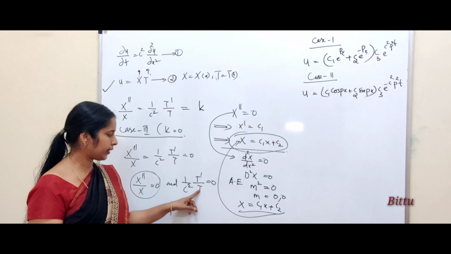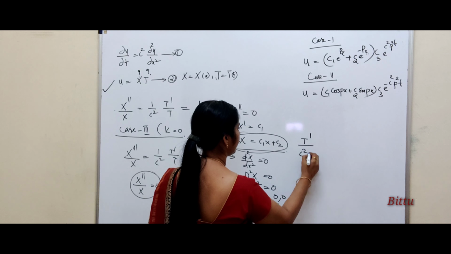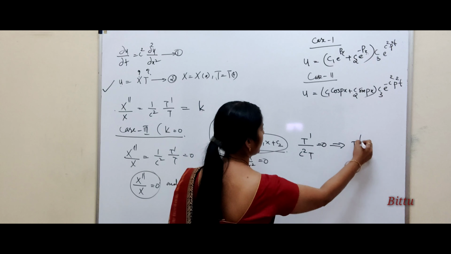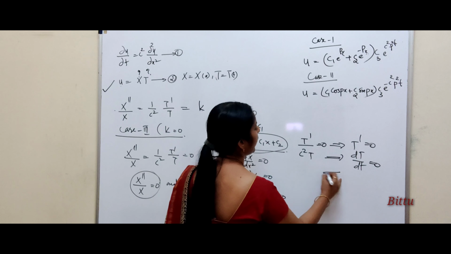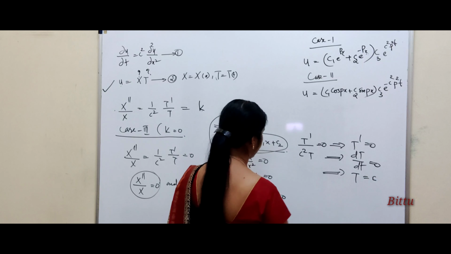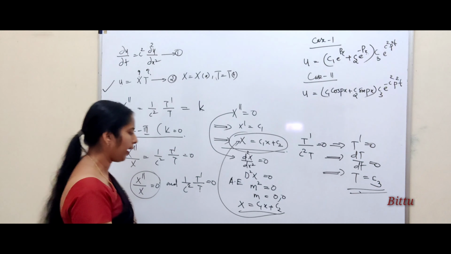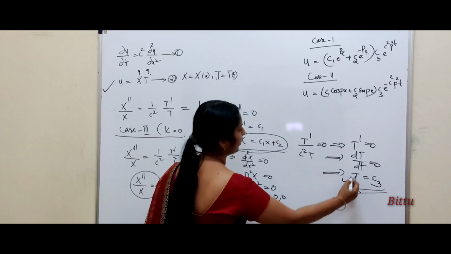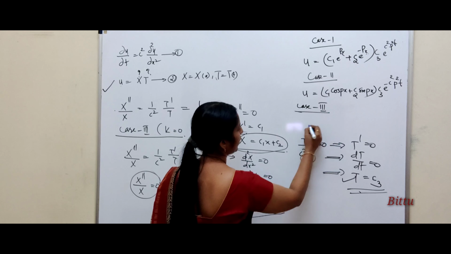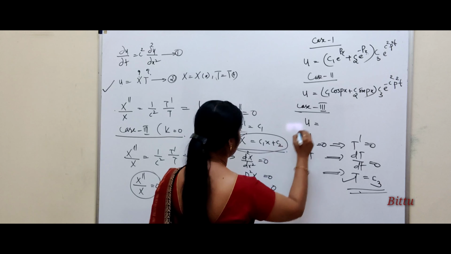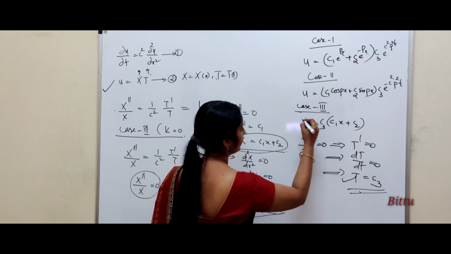Next we have, from this, see here, T dash by c square T equal to 0. This implies T dash equal to 0. What is T dash? dT by dt equal to 0. By integrating, you can see T equal to a constant. Here C1, C2 are introduced, so T equal to C3. Now we have capital X and T. So in case 3, our solution u is equal to (C1x plus C2) into C3.